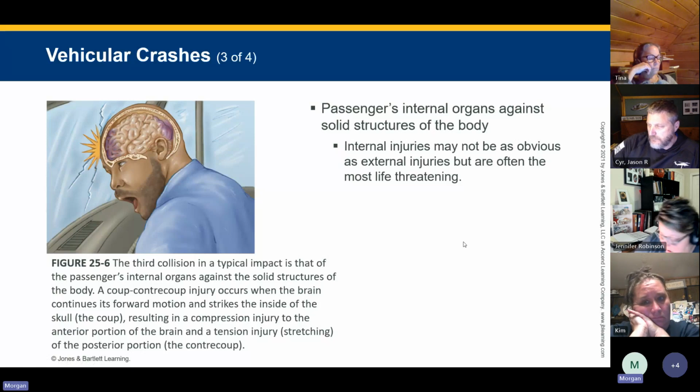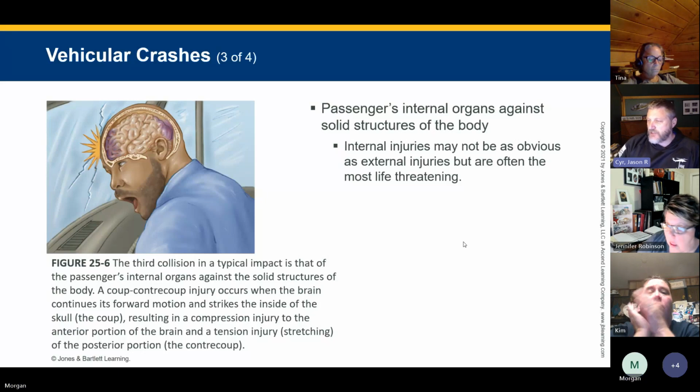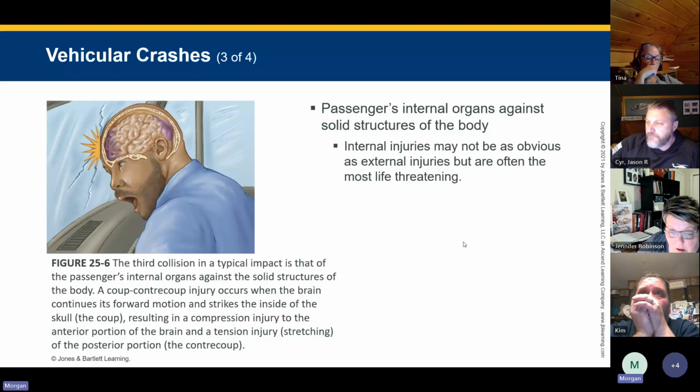Any questions on coup and contrecoup? No, Morgan, I just looked up the meaning of it because I wanted to see if it was just the brain, but the wording is French for blow and counter blow. So it can happen to other parts of the body too. It just happens a lot with the brain, correct? Right. I mean, you have a hard surface in the front and the back. Yeah, I'm sure it could. It's mostly known for the brain though. Right. Yeah, and the brain kind of sloshes around in there.